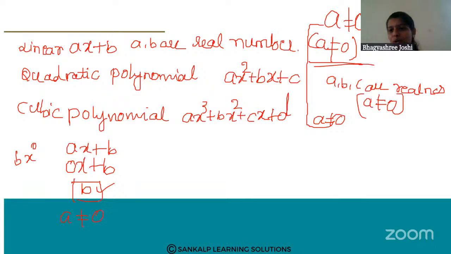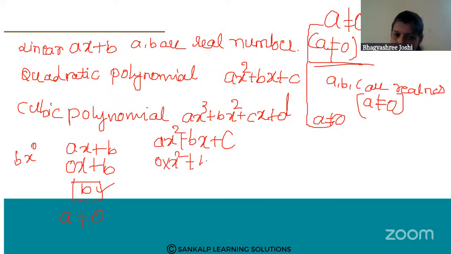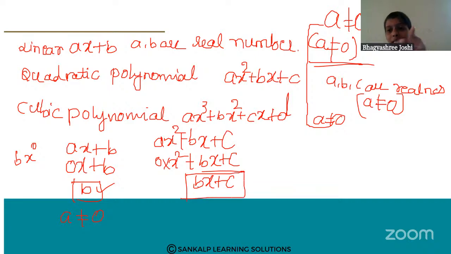Next, check for quadratic polynomial: ax square plus bx plus c. If a becomes 0, what will happen? 0 into x square plus bx plus c. 0 into x square is 0 only. What remains? bx plus c. So, do you think bx plus c is a quadratic polynomial?